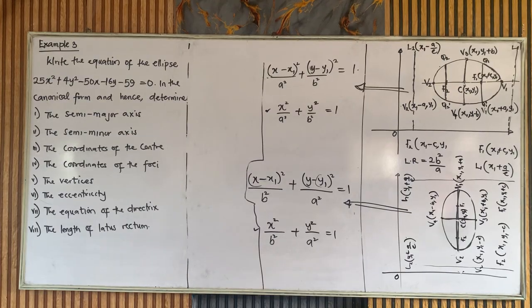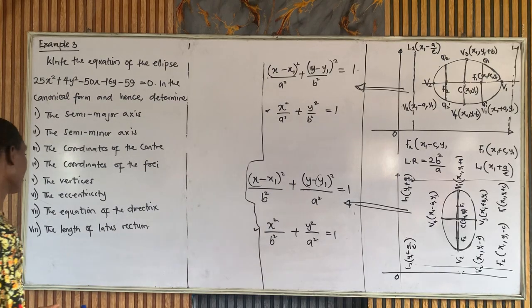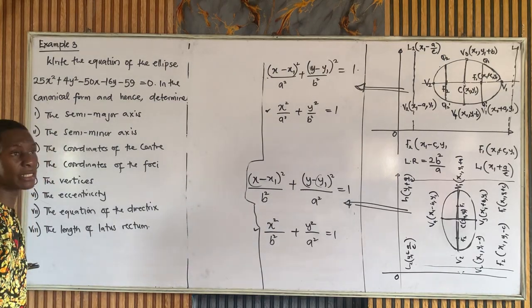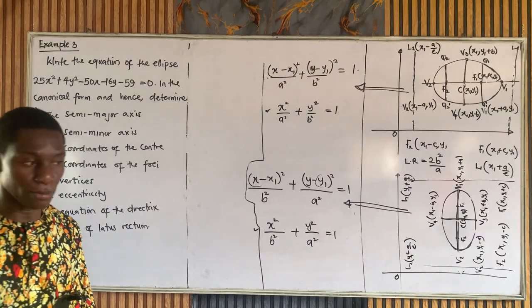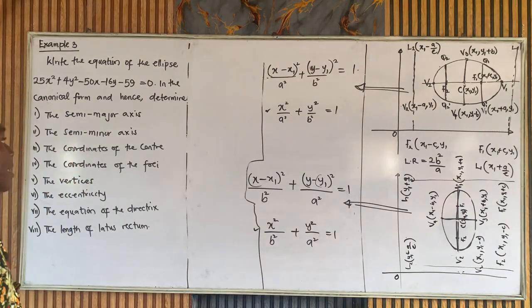Example 3. Write the equation of the ellipse 25x squared plus 4y squared minus 50x minus 16y minus 59 equals 0 in the canonical form, and determine the semi-major axis, semi-minor axis, coordinates of the center, coordinates of the foci, the vertices, eccentricity, equation of directrix, and length of latus rectum. Well, this is quite an easy one. The most important thing here is to get the canonical form.